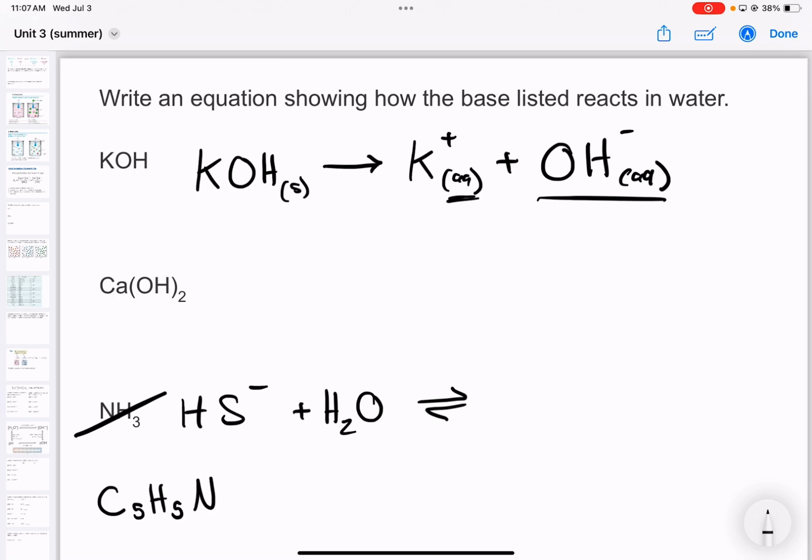So for the first one, for type 2, HS minus, again, a base is going to accept a hydrogen, so it should go up in a hydrogen, up in a charge unit. So it should be H2S. Neutral, because you went from negative up to 0. And then the other product is that OH minus.